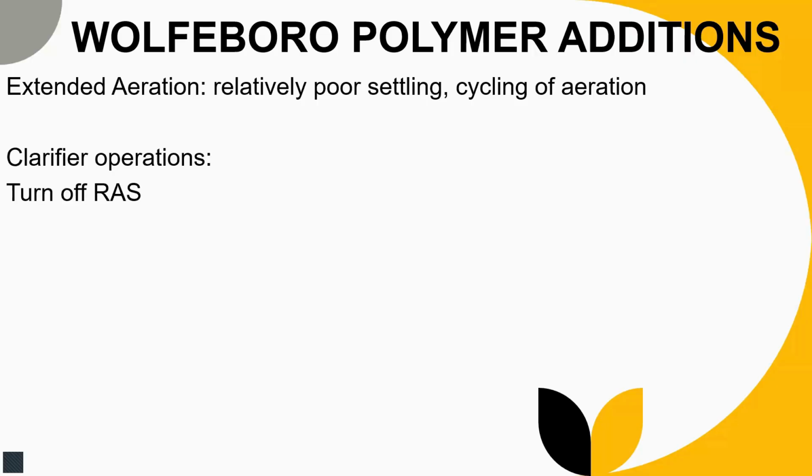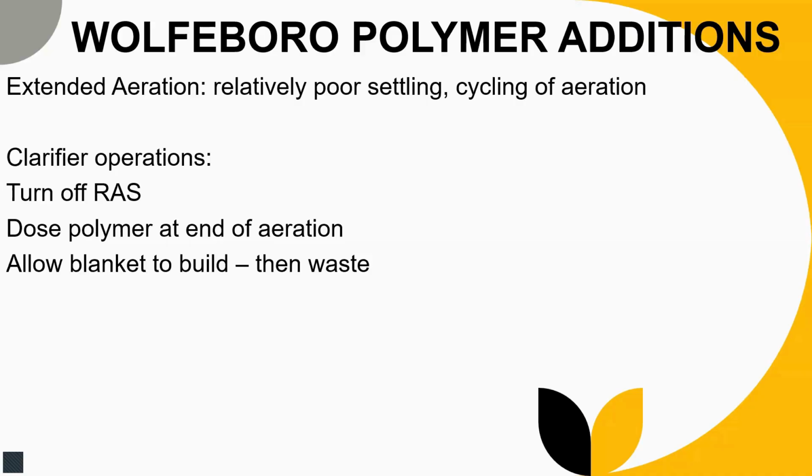So as I mentioned, things are pretty manual here. They turn off the RAS, and then they dose polymer at the end of aeration in that overflow going into the clarifier. They allow that blanket to build, and then they waste. So the polymer helps the settling of the solids. And it also helps those solids that don't settle well, those filaments that you get in extended aeration plants, to come out of the water and be wasted from the bottom of the clarifier.